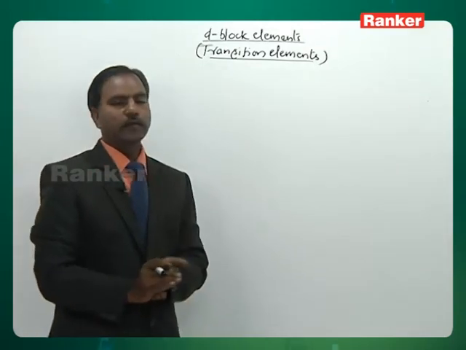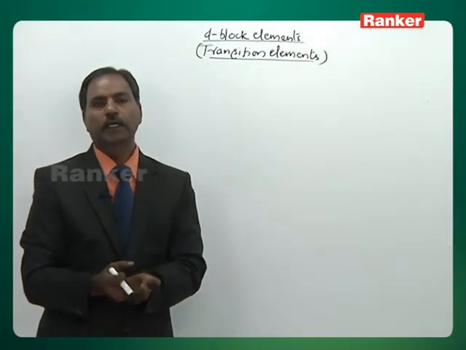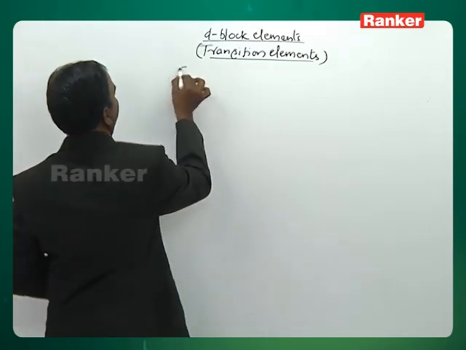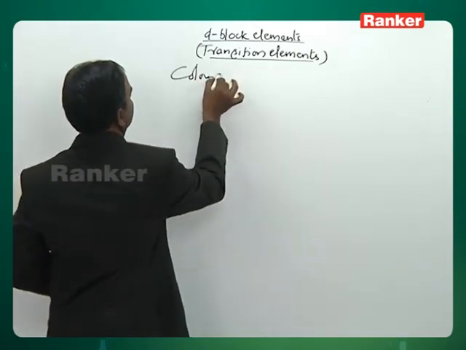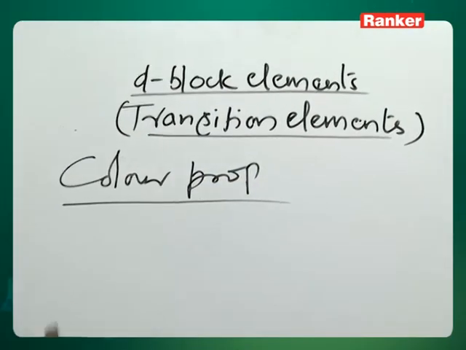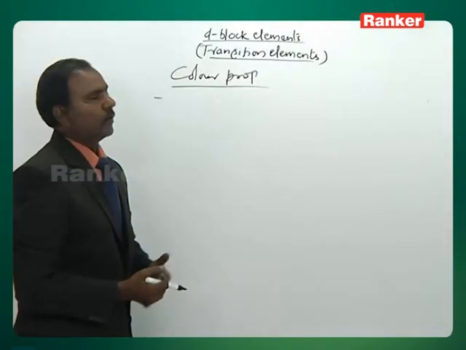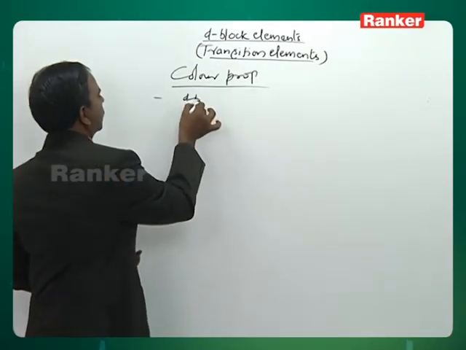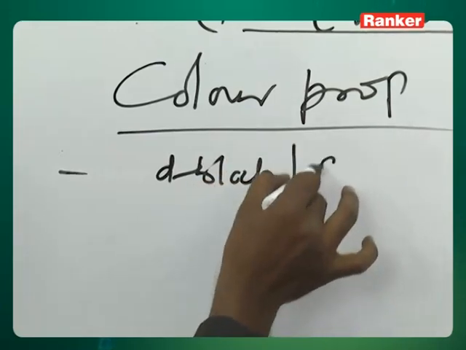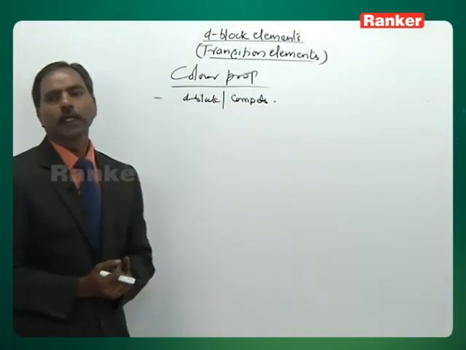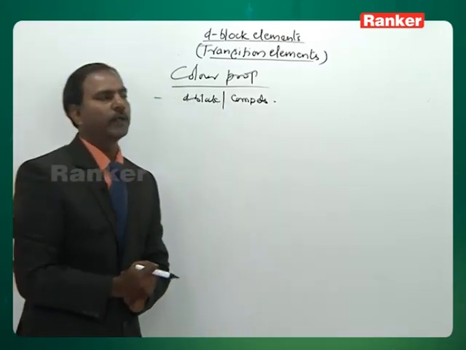Next, magnetic properties were completed. Next, let us see the color properties of d block elements. See, most of the d block elements and their compounds exhibit color.